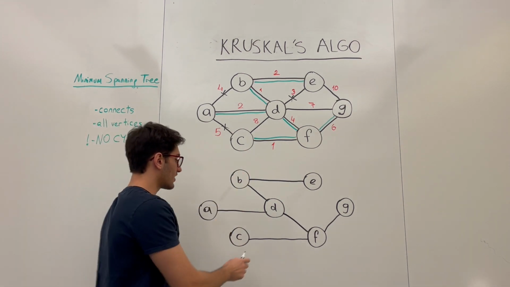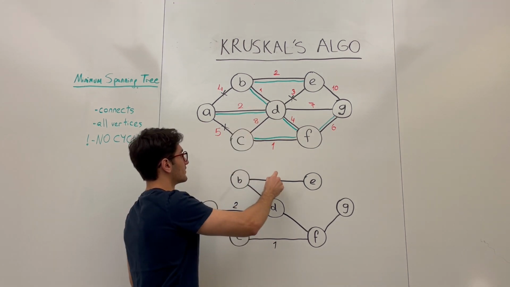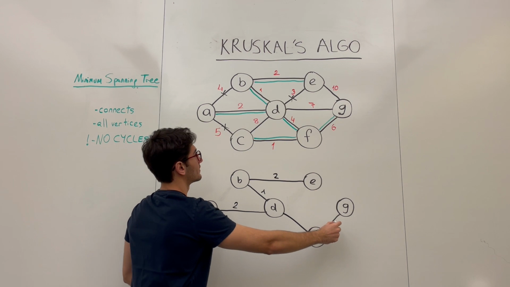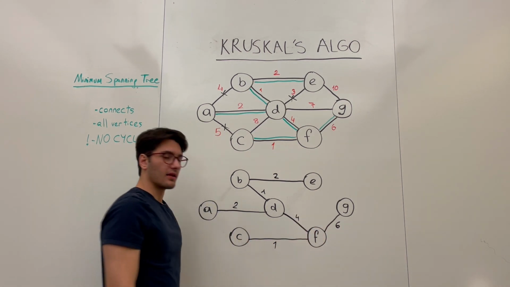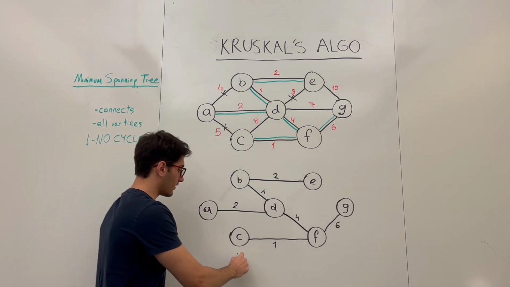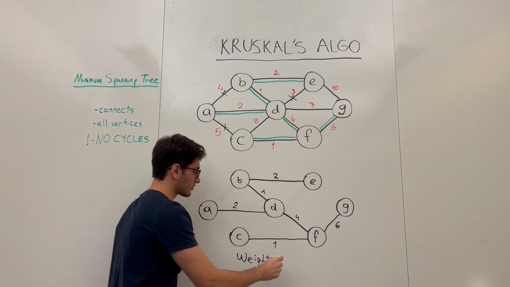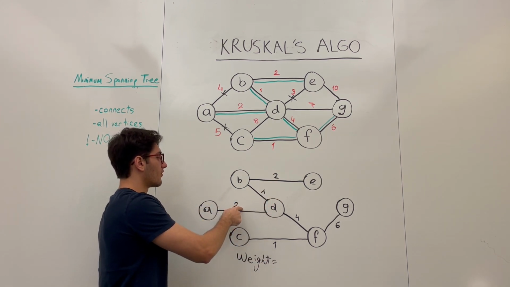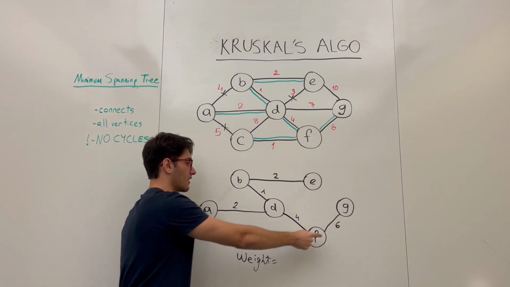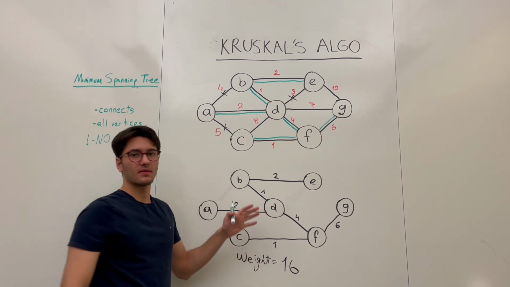And let's put the edge weights here. This is 1, this is 2, there's 2, there's 1, there's a 6 here, and there's a 4 here. And if you want to find the weight of this graph, the weight is equal to adding all the edge weights. So we have 2, we have 1, 3, 5, 9, 10, 16. So the weight of this minimum spanning tree is 16.